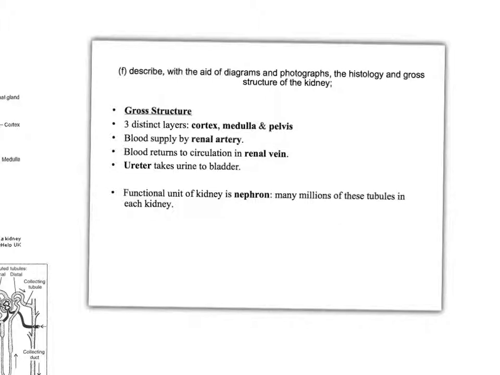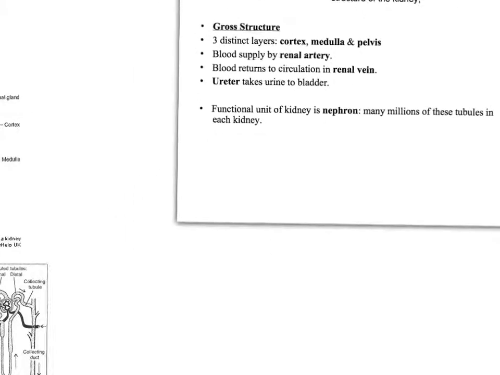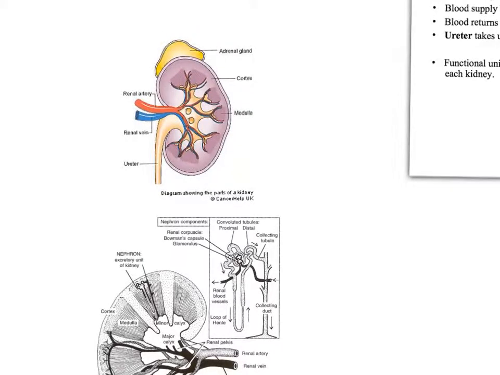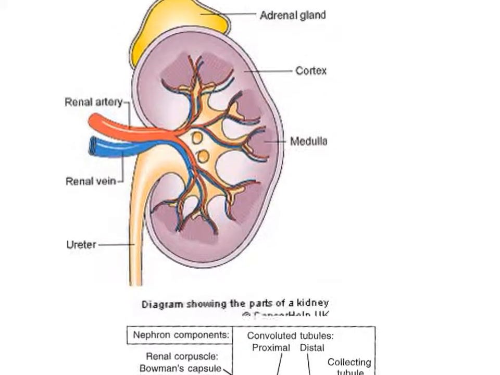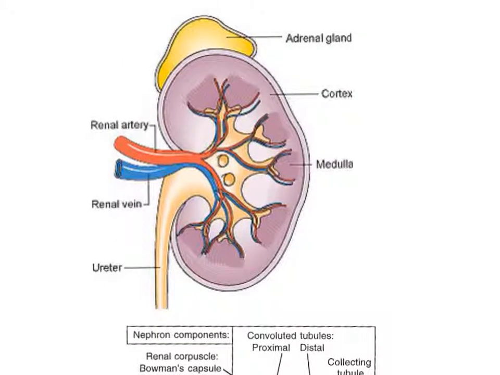The next topic is the kidney, and a bit like the liver, we first of all need to look at its gross structure before looking at the functional units of the kidney, which are called nephrons, which you may remember from GCSE. So dealing with its gross structure, here's a nice diagram which shows aspects of the gross structure of the kidney.